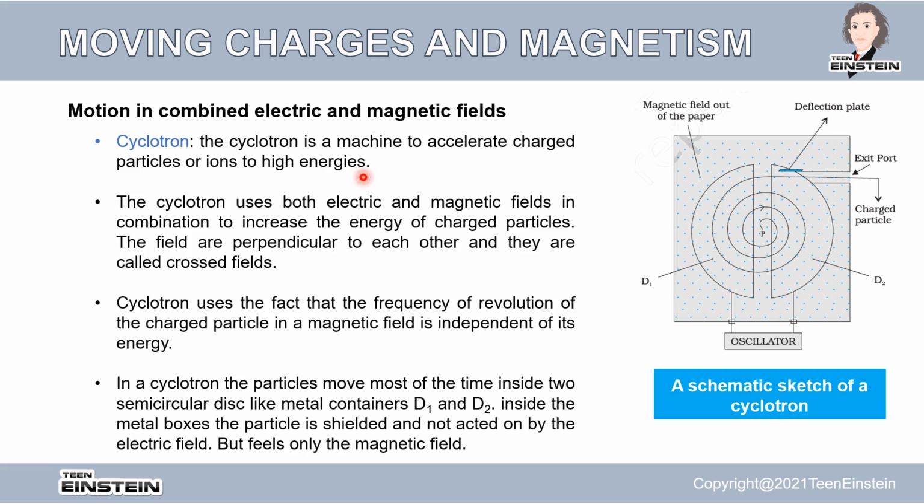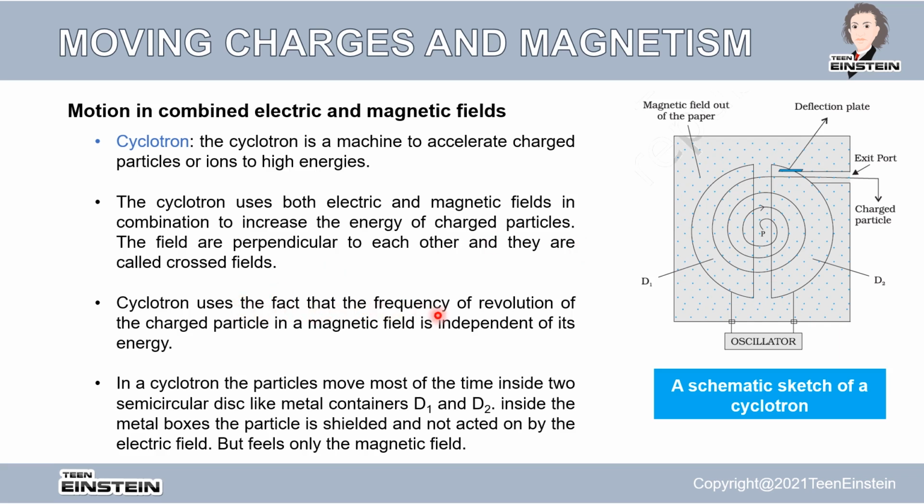For large hadron colliders, when you want high energy particles, in synchrotrons, in nuclear reactors, when you want high energy particles to come out, then you can do that by using this particular cyclotron. So you can accelerate the charged particles. The structure of the cyclotron is such that it has two D-shaped metal containers. So we will see that the cyclotron uses both electric and magnetic fields in combination to increase the energy of charged particles. The fields are perpendicular to each other and they are called crossed fields. Because they are perpendicular, we call them crossed fields.